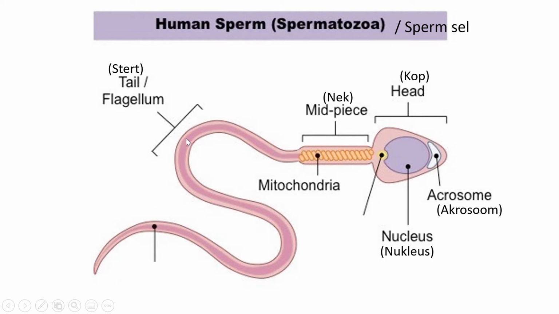Okay, so in a nutshell, this is what the sperm cell looks like. And again, you must be able to sketch this. It's definitely not rocket science. It's very, very easy and quick to sketch. Just remember at least 3 or 4 of these labels.